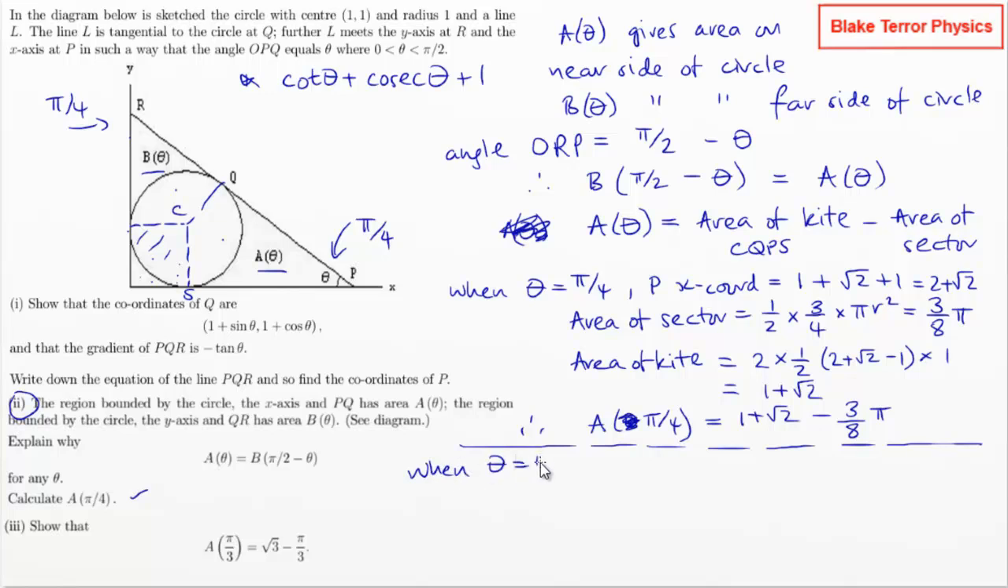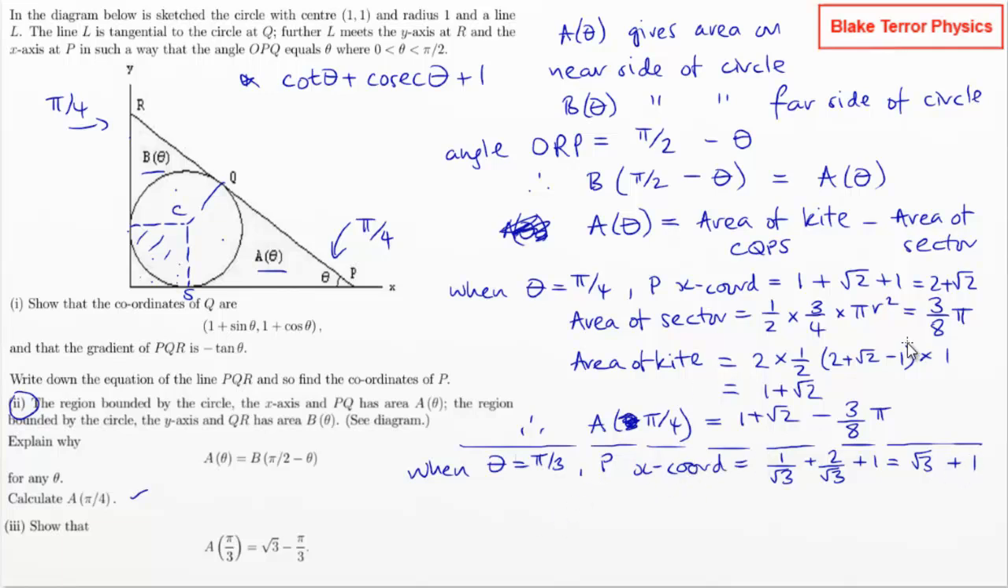When theta equals pi divided by 3, the P x coordinate is going to be equal to cot theta, so that is going to be 1 over root 3, and then we've got cosec theta, so that's 2 over root 3. Okay, that certainly helps. And then add 1. So we've got 3 over root 3 is root 3 plus 1. Root 3 plus 1. That's our P coordinate.